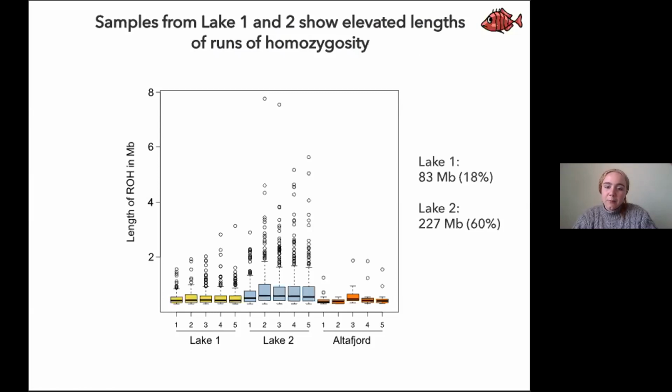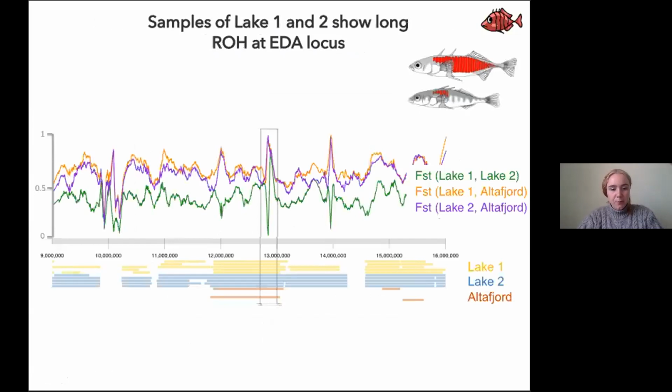Plus, when you mate an individual with its parent, you expect 50% of the offspring's genome to be homozygous. But for Lake 2, we even have a number higher than that. So I think this suggests that we have very strong inbreeding, especially in Lake 2. And we can find these runs of homozygosity especially at the divergent loci in the genome.